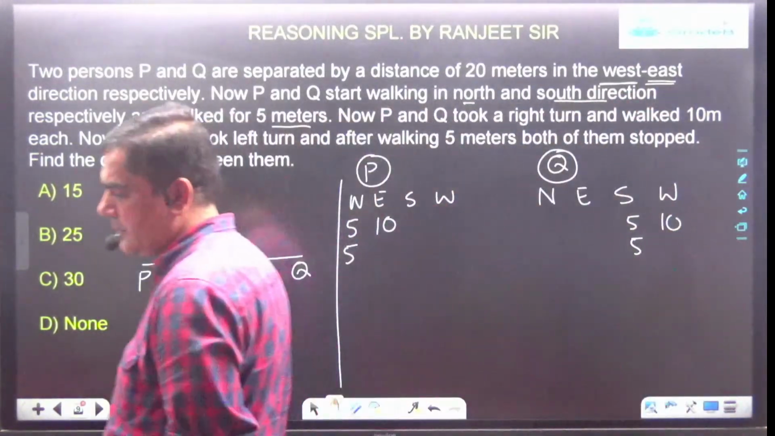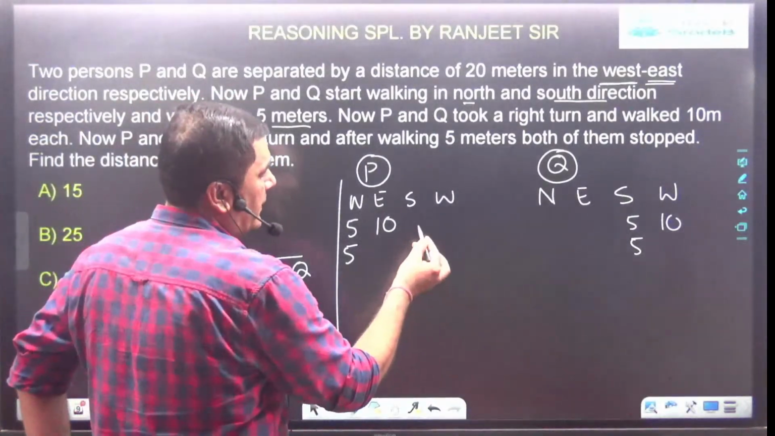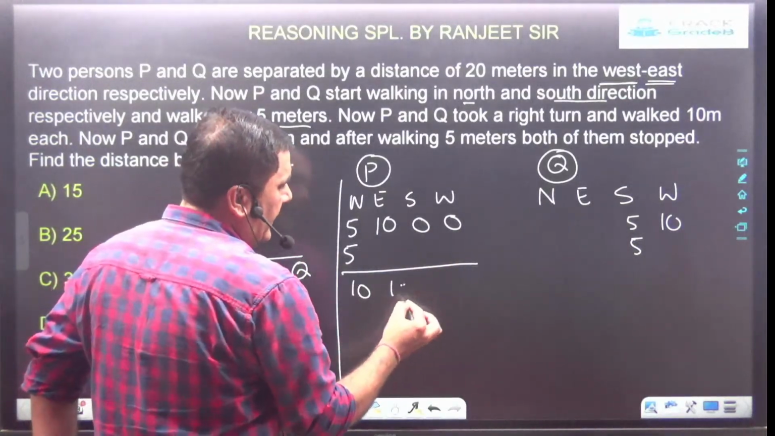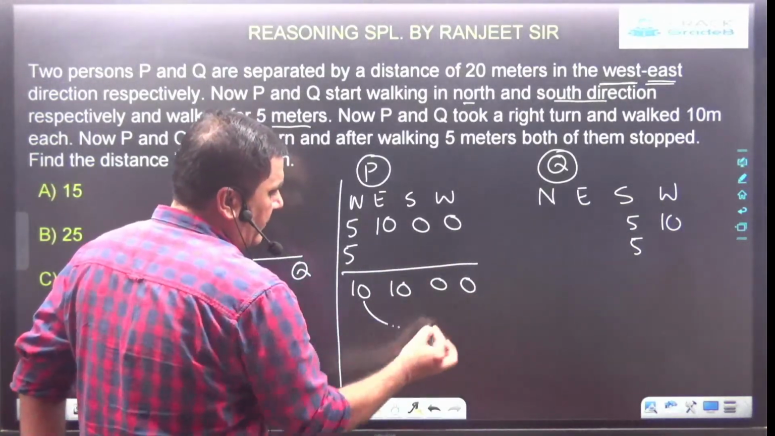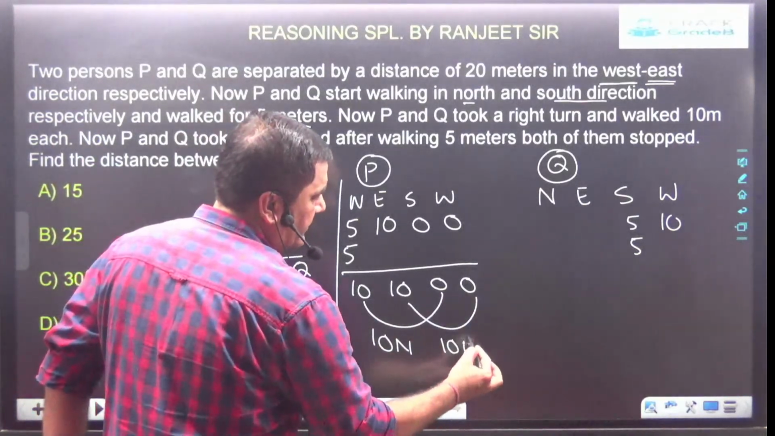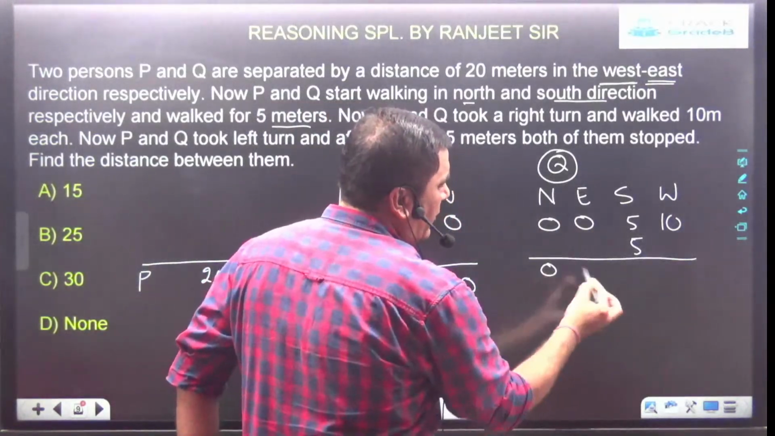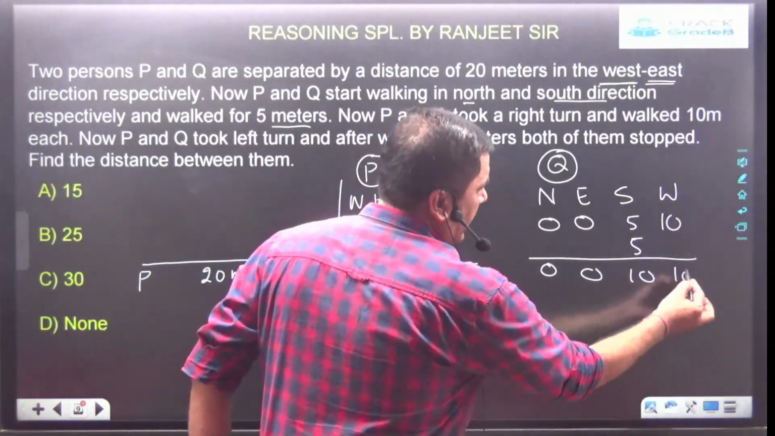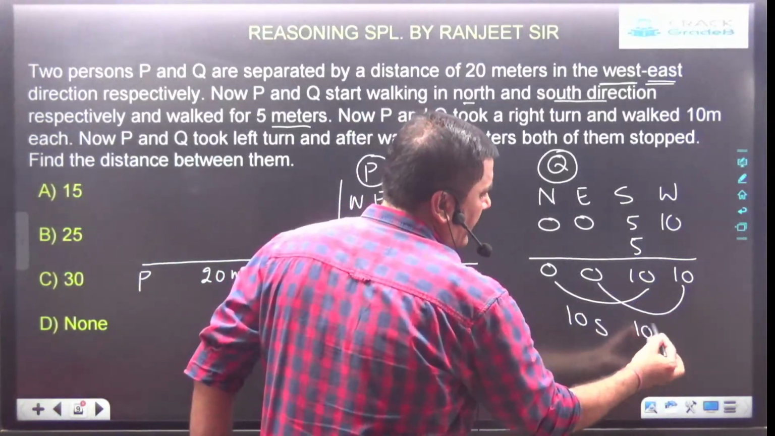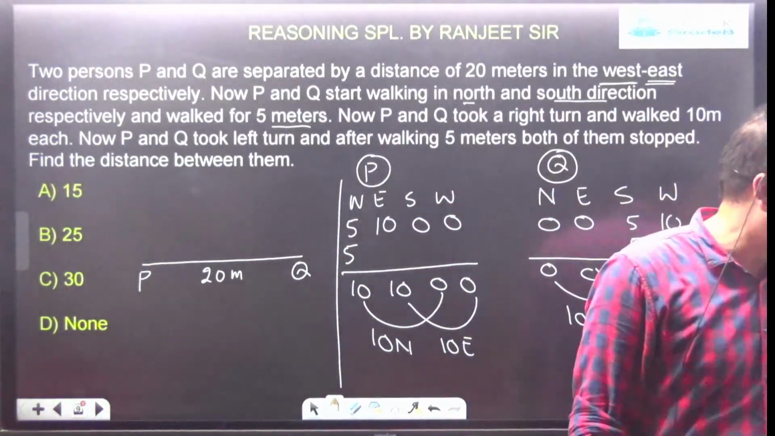Clear? Now let's see the answer. This is 0 and 0. This comes out to be 10, 10, 0, 0. This will become 10 north. This will become 10 east. Here 0, 0, so it comes out to be 0, 0, 10 or 10. This will be 10 south. This will be 10 west. Clear? Now let's plot these two points on the chart.